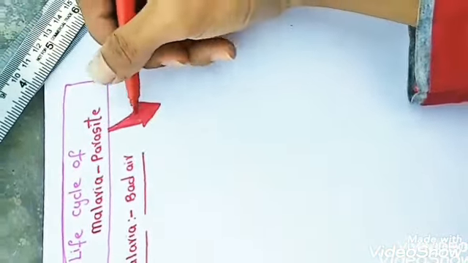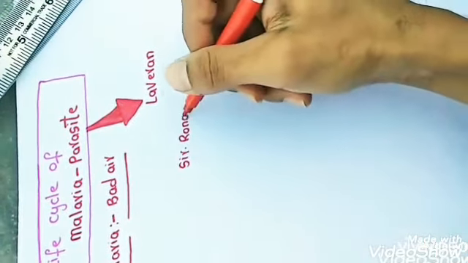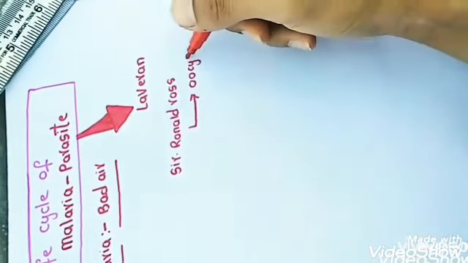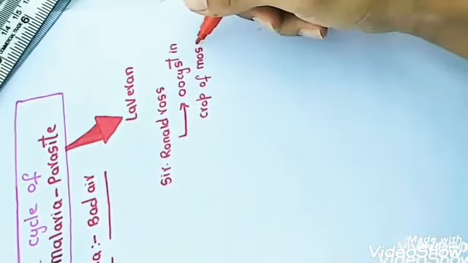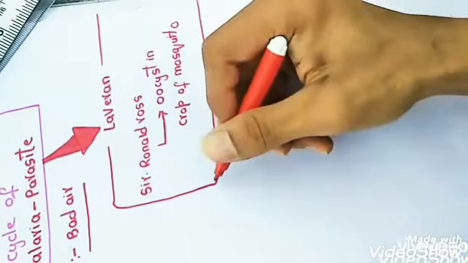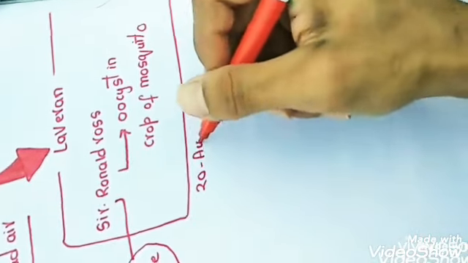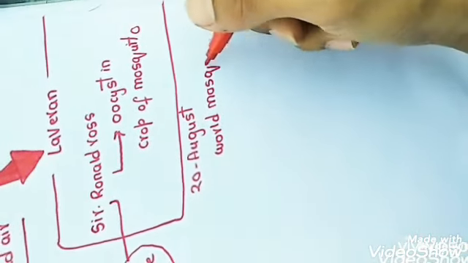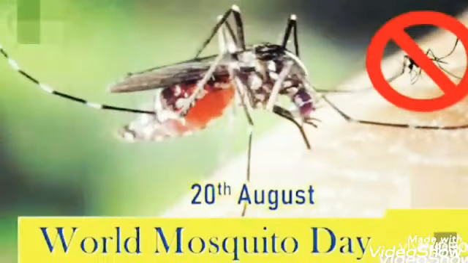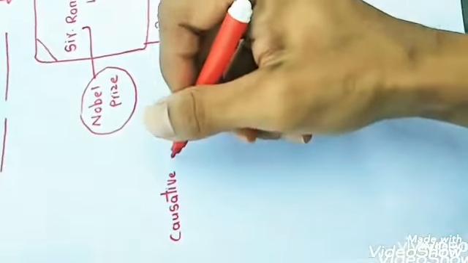This parasite was discovered by Charles Laveran, and Sir Ronald Ross discovered oocysts in the stomach wall of the mosquito, for which he received the Nobel Prize. This he did in Secunderabad, for which every 20th August we celebrate World Mosquito Day because of his discovery. And 25th April we celebrate World Malaria Day, which is regarding the research condition.